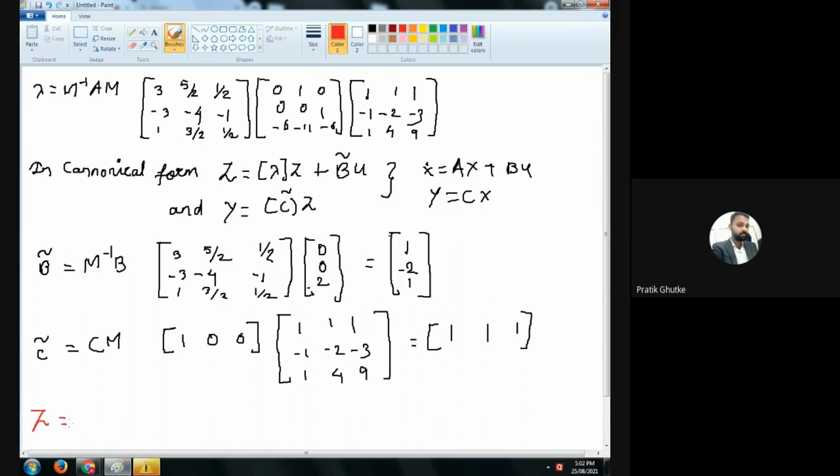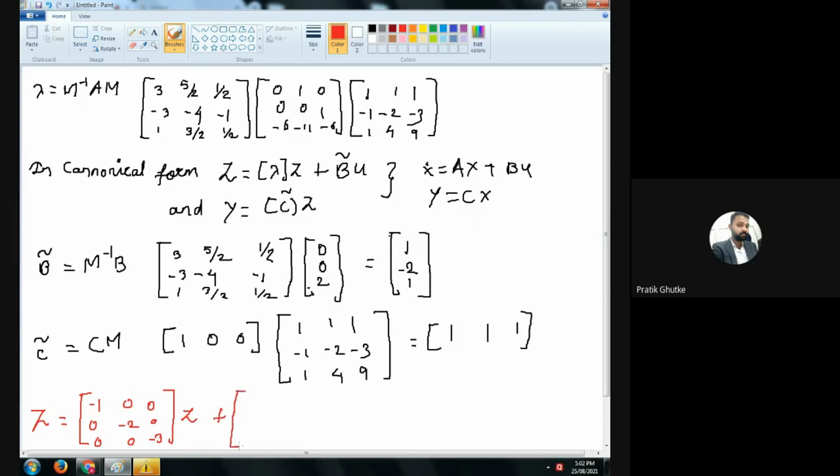Capital Z dot equals lambda into Z. So what is my lambda? Lambda matrix. You are having three eigenvalues, so putting all these three eigenvalues in the diagonal form. So here would be first minus 1, 0, 0. Your first eigenvalue was minus 1, second eigenvalue was minus 2, and third eigenvalue was minus 3. So that's why I have written like this. So this is lambda into Z, okay, plus B cap into U.